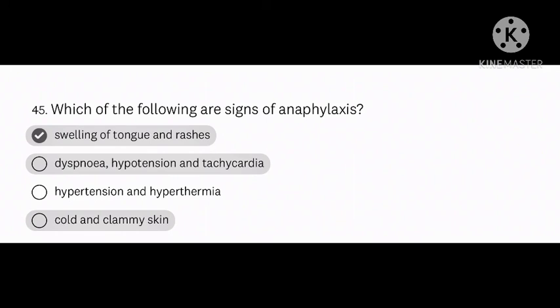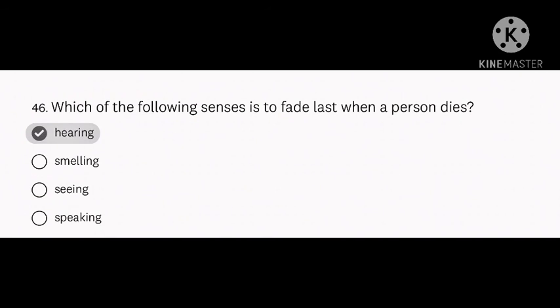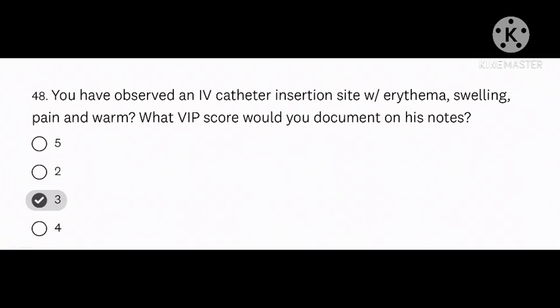Which of the following are signs of anaphylaxis? Swelling of tongue and rashes. Which of the following senses fade last when a person dies? Hearing. You have observed an IV catheter insertion site with erythema, swelling, pain, and warmth. What VIP score should you document on his notes? The score should be 3.